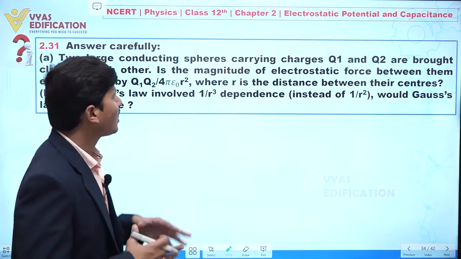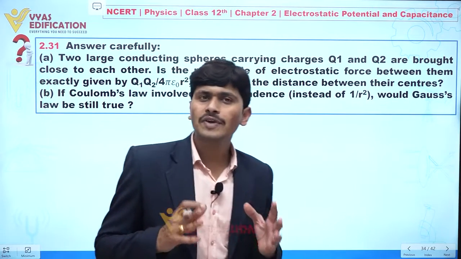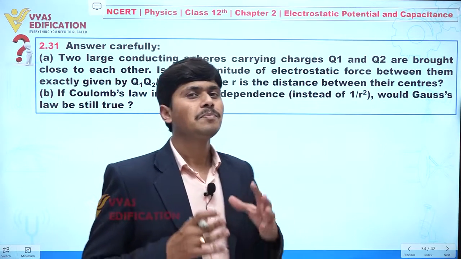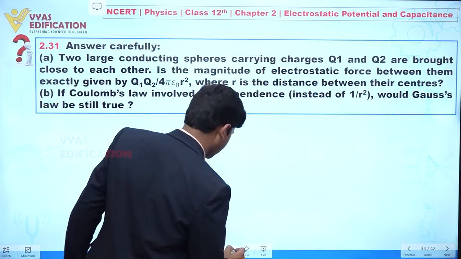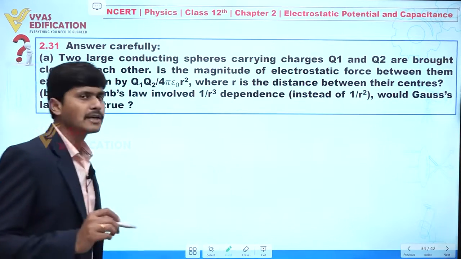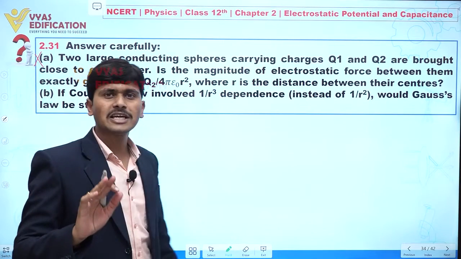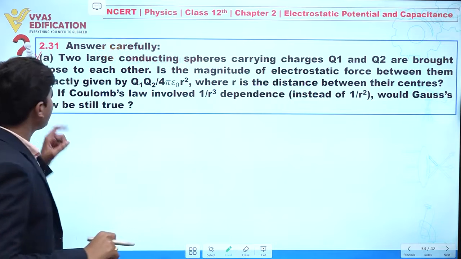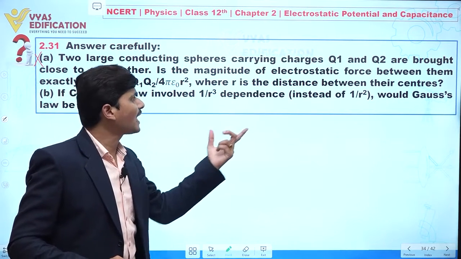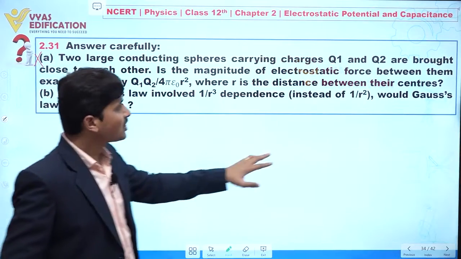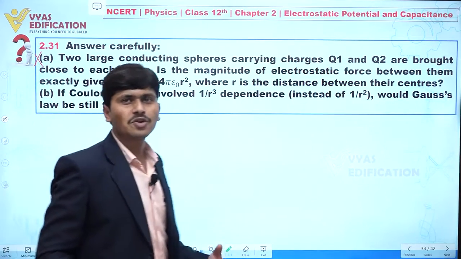Clear? So now, can we apply Coulomb's law here? No, because now we cannot treat the sphere as a point charge. Clear? So now we can say here that this statement is wrong. Clear to you? This statement is wrong. Now if we talk about statement number 2, if Coulomb's law involved 1 upon r cube dependence instead of 1 upon r square, now we have to find whether Gauss law is still true or not.